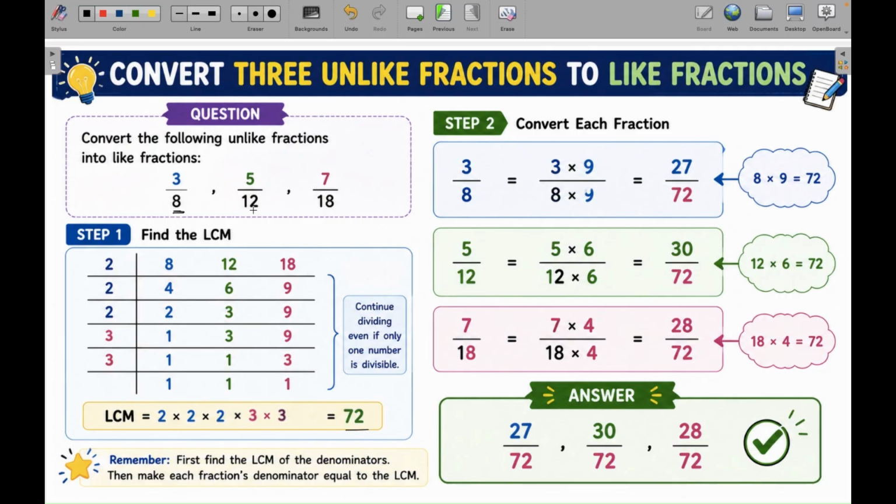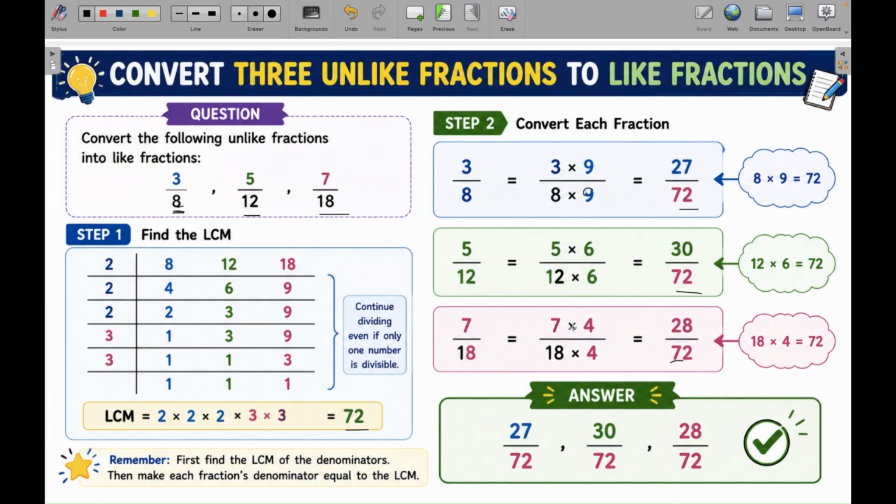So we'll have 72 here, we'll have 72 here, we'll have 72 here, in all 3 cases. Right? So if I multiply 8 with 9, I get 72. So I also multiply the numerator, which is 3, with 9. Right? So I'll get 27. If I multiply 12 with 6, I get 72. So I'll also multiply 5 with 6. So I get 30. If I multiply 18 with 4, I get 72.